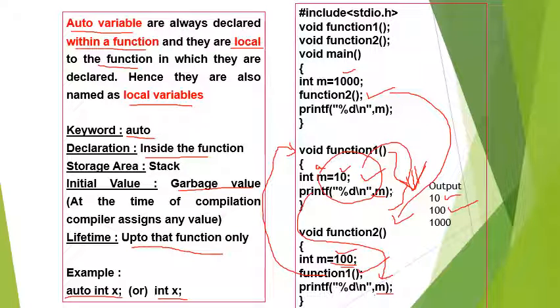Now it will return to the main function. Function two is over. Then it will return to the next line of the main function. From there it will print m. So inside the main function, the value of m is 1000. So it will print 1000. So this is called an auto variable.